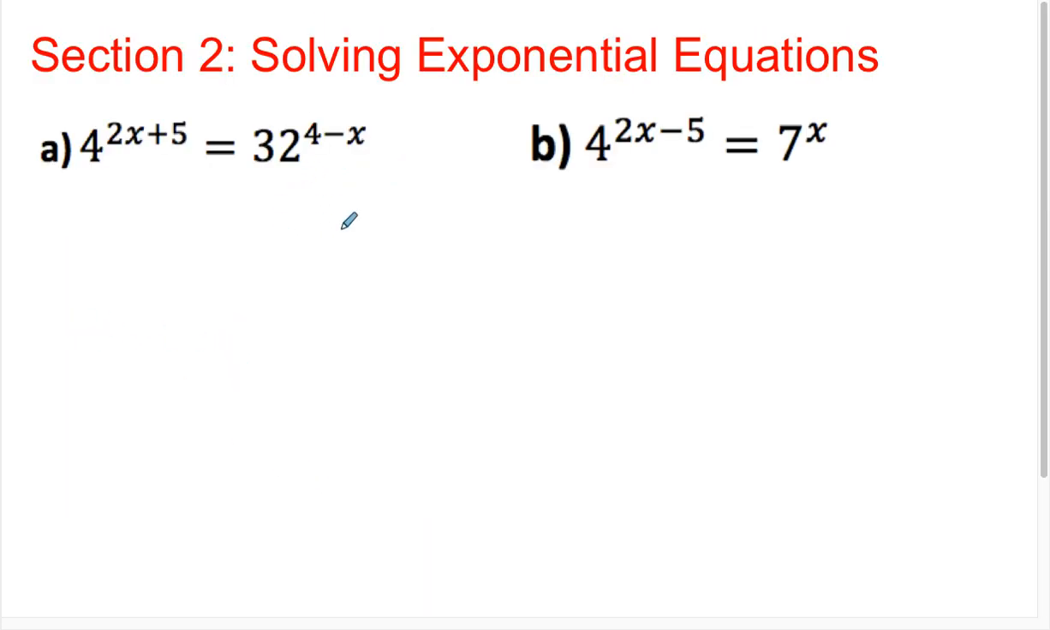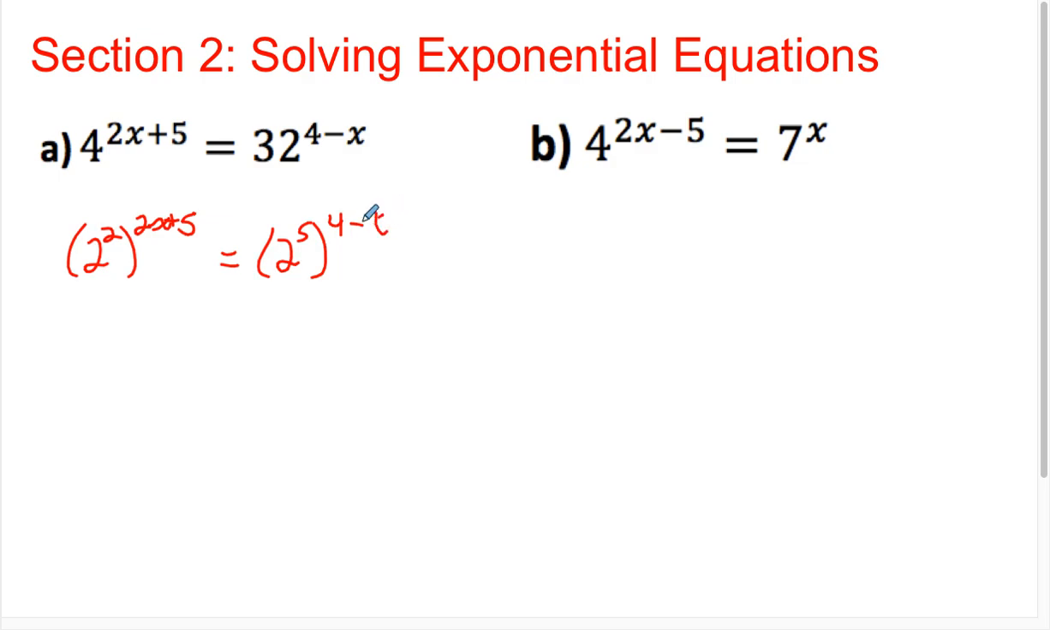Let's solve some exponential equations now. I have 4 to the 2x plus 5 equals 32 to the 4 minus x. If you have power equals power, you should try to write those powers with the same base, because if you can, it makes solving it very easy. So 4 is 2 squared, so I'm going to rewrite 4 as 2 squared. And 32 is 2 to the power of 5, so I'm going to rewrite that as 2 to the power of 5.